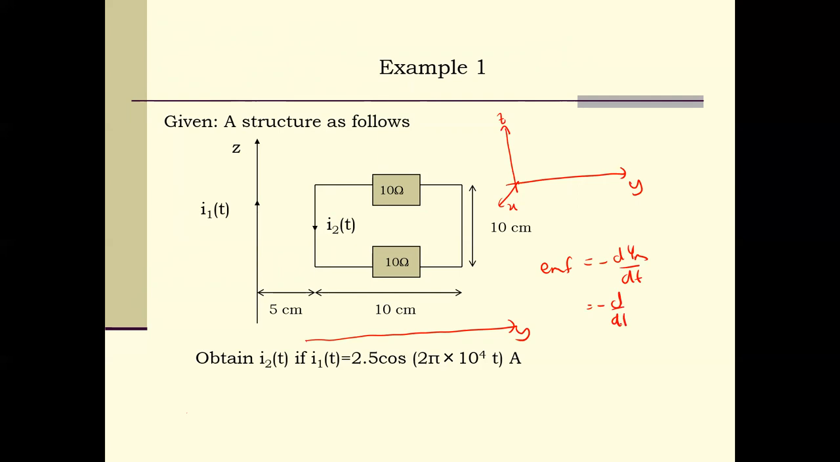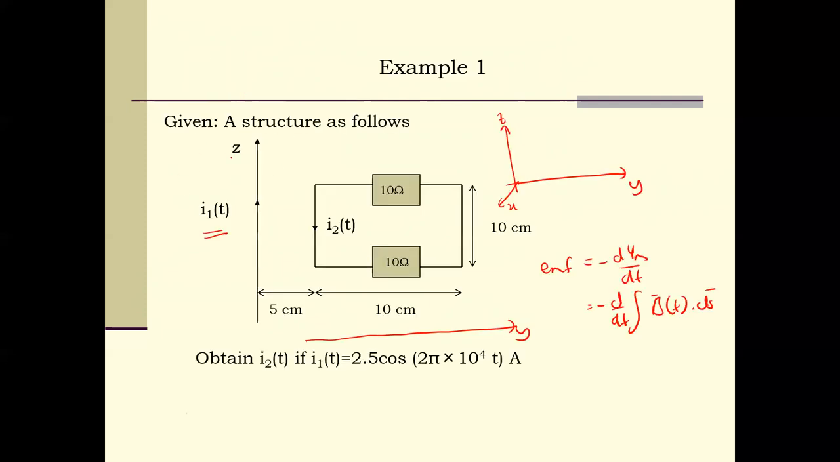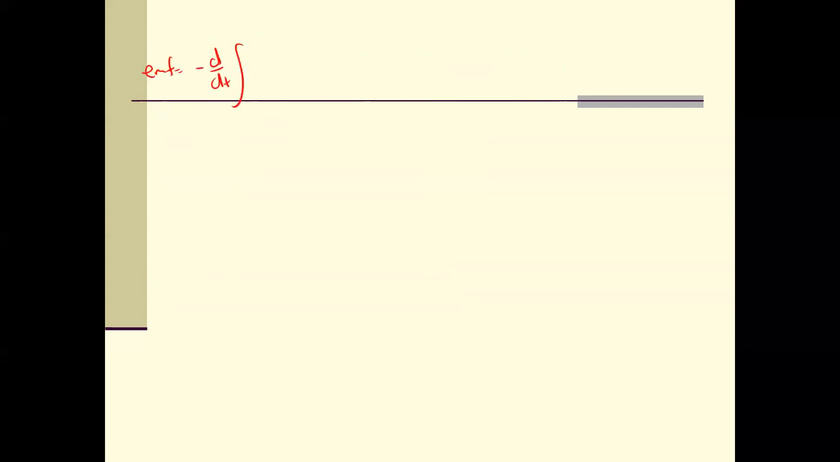It is negative d over dt of the integration of B(t) dot dS. B(t) is the flux density, which is produced by I1(t). So we can write that the EMF will be negative d over dt of the integration. We know that the circuit of I1, or the current of I1, is infinite in length because you don't have any information about the length, so we assume that the length is infinite. So we are supposed to have B equals μ0 I1(t) over 2πy.